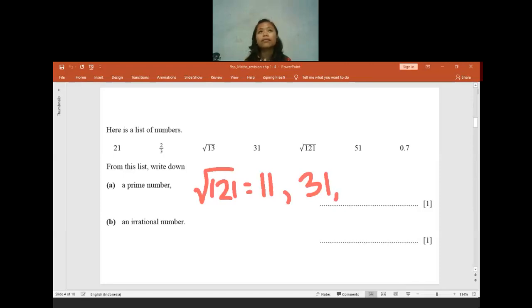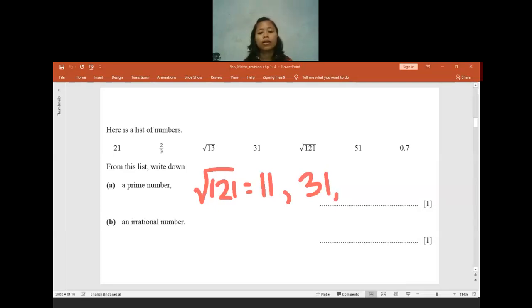Even the negative ones. Negative 1 can be divided, negative 2 can be divided by 2, by negative 1, by negative 2, by 1. It has more than two factors. That's why a negative number is not a prime number. A prime number is only a positive whole number starting from number 2. It has two factors, 1 and itself.